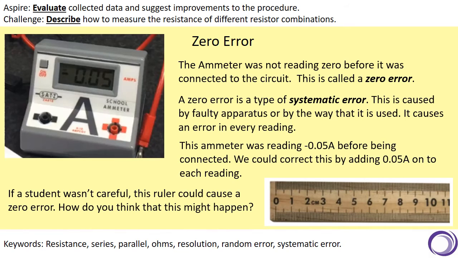Another example, potentially, of a zero error is using a ruler. I'll just give you 20 seconds. So if the student wasn't careful using that ruler, how could that cause a zero error? Let's say they were just measuring the distance that something was falling.